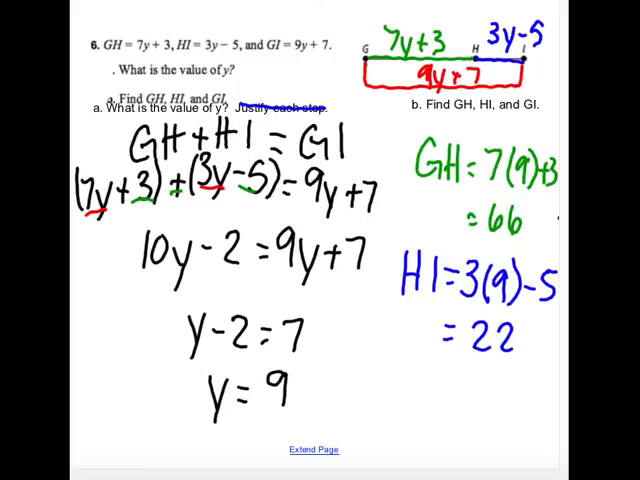And then lastly, we got the big thing, GI. GI we said was 9Y, so Y I'm gonna write 9. Plus 7, I know 9 times 9 is 81. Add 7 to that and I get 88. The whole thing is 88. What I like to do is check to make sure, is that true? Do the smaller segments add up to the bigger segments? So does 66 plus 22 equal 88? And yes, it does.